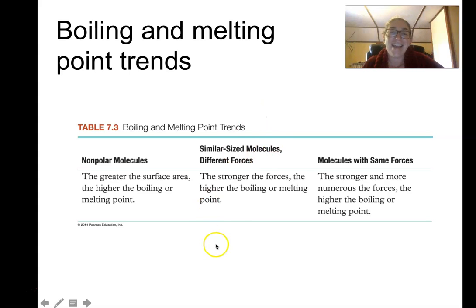If you have two molecules with different forces, so one has London forces and one has dipole-dipole, or one has just dipole-dipole and the other has hydrogen bonding, whichever one has the stronger force is going to have the higher boiling point. And then lastly, maybe you have two molecules with the same strong force. So maybe you have two molecules that can hydrogen bond. How do you know which one has the higher boiling point? It'll be the one that has more hydrogen bonds, the one that has more partially positively charged hydrogens, for example.